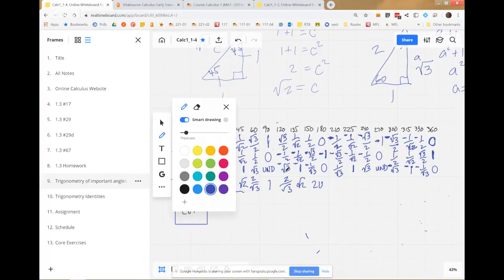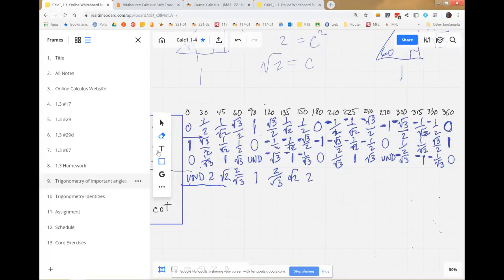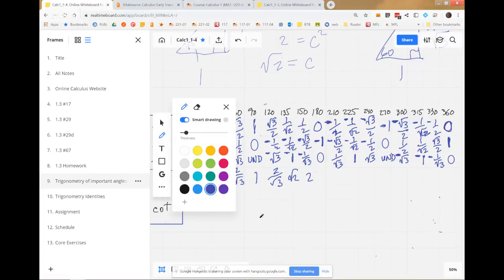And here we have an undefined again. I'm running out of space. Make this a little bit bigger. Sorry, a little bit of technical difficulties here. Okay, so reciprocal of 0. Undefined. Reciprocal of negative 1/2, that's negative 2, negative square root 2, negative 2 over square root 3.